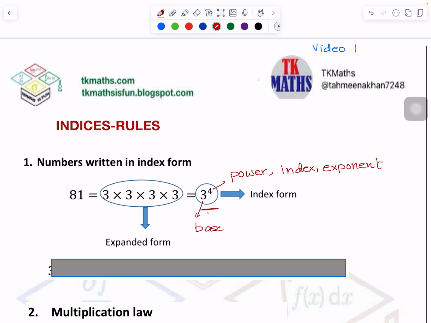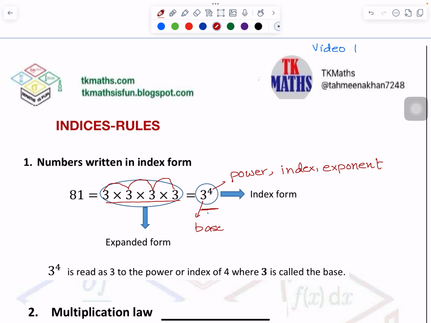Now 3 power 4 means 3 times 3 times 3 times 3. If you multiply it, 3 3s are 9, 9 3s are 27, 27 3s are 81. So now you understand the meaning of 3 power 4, what 3 is called in it and what 4 is called in it.